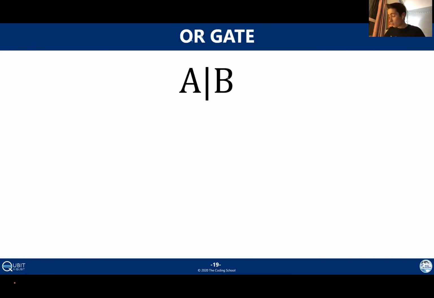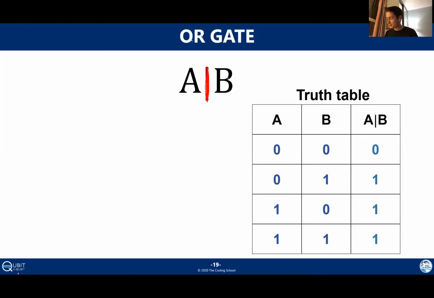Next up is the OR gate, so this one we denote by this vertical bar in the middle of our two operands. The truth table for the OR gate looks something like this. And so again, if you think of the true-false analogy that I had before, the way to think about this is: is A or B true? So in this row, A and B are both false, so the whole thing is not true. But in every other row, either A or B or both is true, and so the output is true.